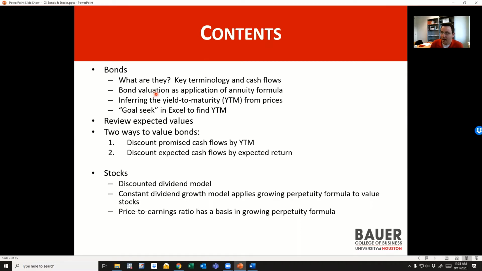We'll see that the bond cash flows look a lot like an annuity, or at least part of the cash flows look like an annuity. So we're going to lean pretty heavily on our present value material when we use the annuity formula to value bonds. Once we talk about valuation, then we'll move towards the conventions of the bond market. In particular, we'll talk about something called the yield to maturity.